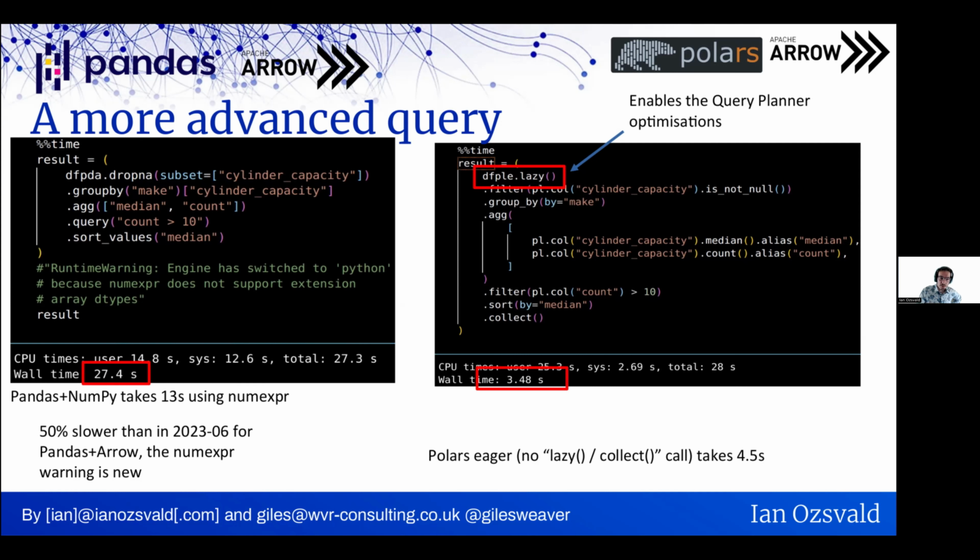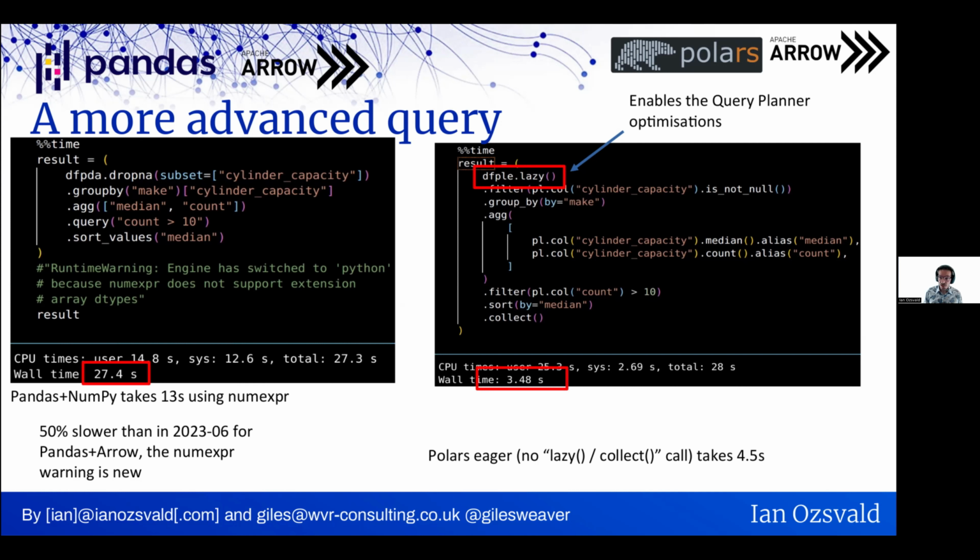So on the left-hand side, I drop a column, I do a group by, I aggregate, I query, I sort, a set of common operations, and using the Arrow backend, that takes about 27 seconds. I can make it a little bit faster if I look at the note below. Pandas and NumPy does the same thing in 13 seconds, half the time, which is kind of cool.